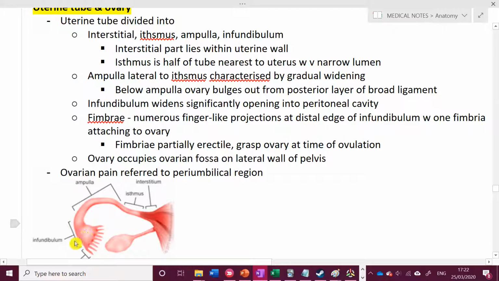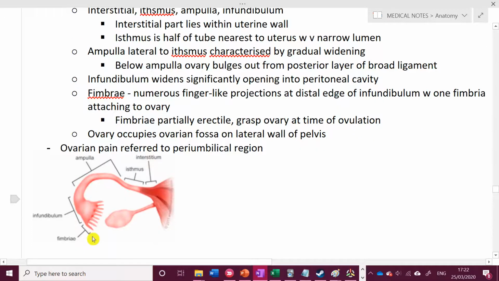So there's a direct connection between the peritoneal cavity and the outside, really. And then this infundibulum leads to the fimbriae, which are numerous finger-like projections at the distal edge of the infundibulum. They're often seen grasping the ovary, but in actual fact they're not. They're partially erectile, so they grasp the ovary at the time of ovulation, and only one finger grasps the ovary, so it's not the whole thing clasping onto the ovary.